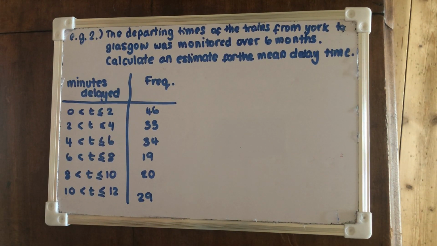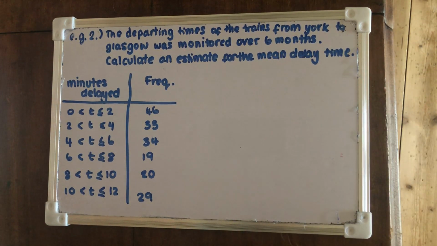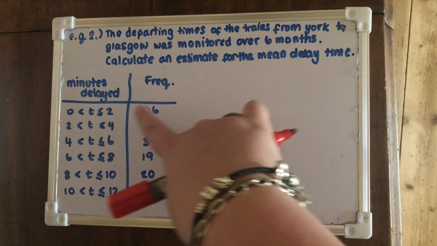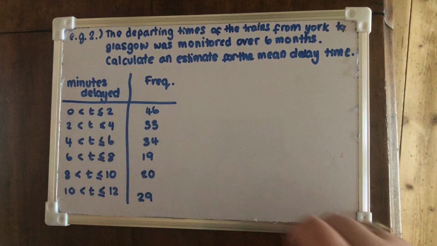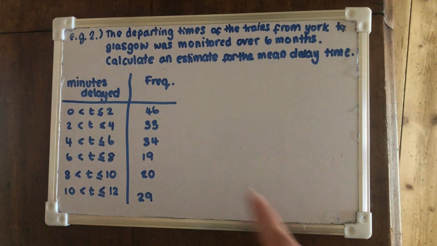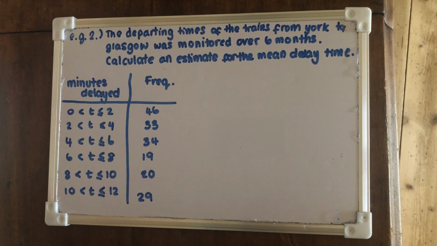Okay, which are just little groups, I guess. So what it's saying in the question is that this person was recording the departing times of trains from York to Glasgow over a 6-month period, and they just recorded the number of minutes that it was late. Okay, so there are 46 trains that were between 0 and 2 minutes late, 33 between 2 and 4 minutes, and so on.